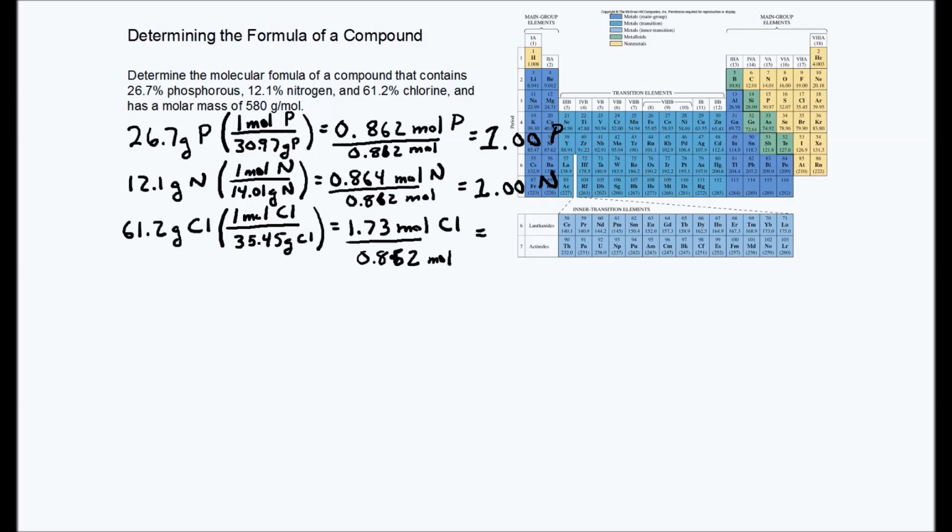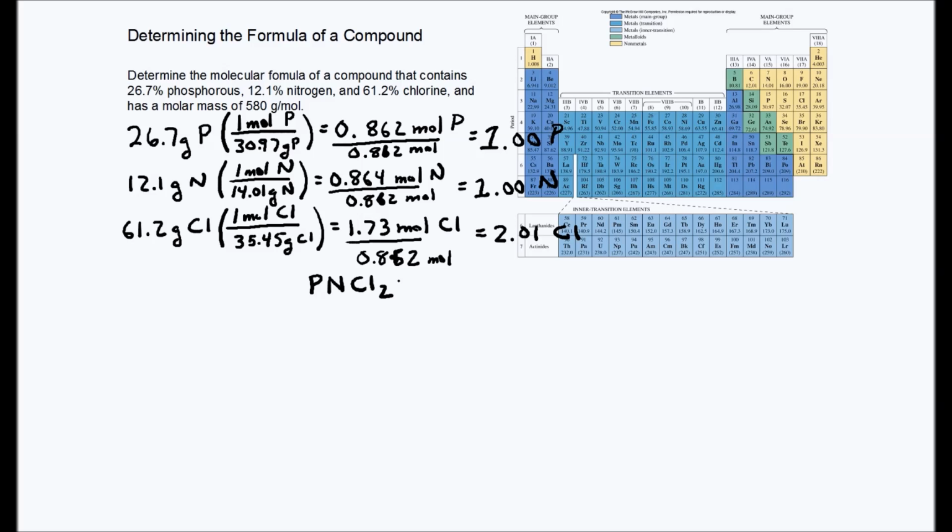1.73 divided by 0.862 gives me 2.01 chlorine, which is close enough to 2. So what do I know? I know my empirical formula is PNCl2. Now, the last bit here is determining the molecular formula from this.